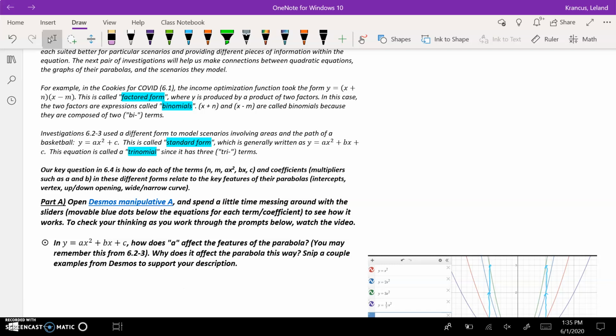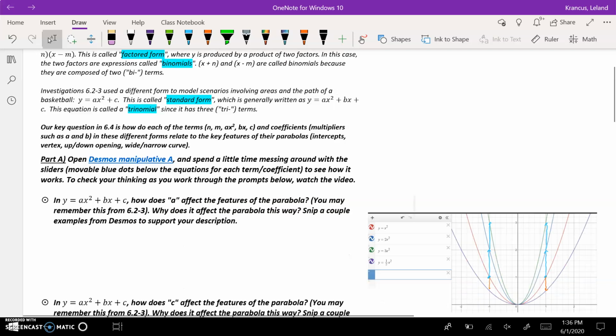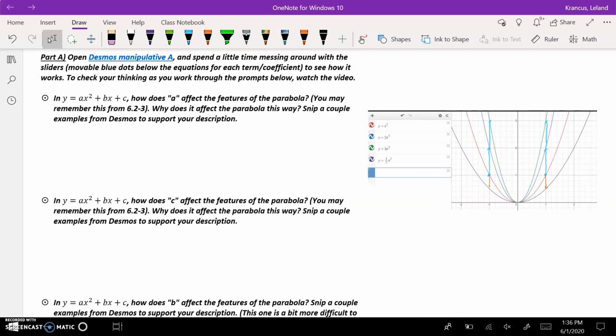When we were talking about the optimization problem, cookies for COVID, we were looking for the high point. That's the vertex. We weren't really interested in the x-intercepts or even the y-intercept because they didn't entirely make realistic sense. They weren't very helpful. If you were looking at something like a projectile moving through the air, you're going to use standard form because the force of gravity and the initial velocity and things like that are going to be really important pieces in that type of problem. So it just depends.